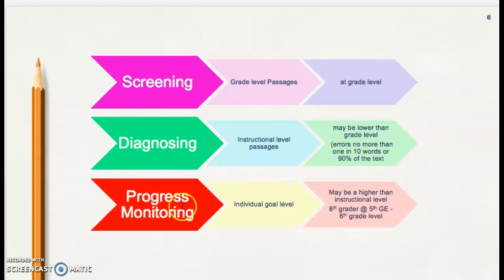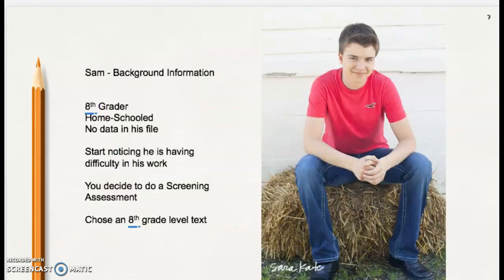When you're progress monitoring, the passage you're going to choose is probably a little bit higher than their instructional level. It also depends on their goal. For example, if you have an 8th grader reading at a 5th grade level, I'd probably choose a 6th grade level text to progress monitor and create a goal based on that. So let's look at an example.